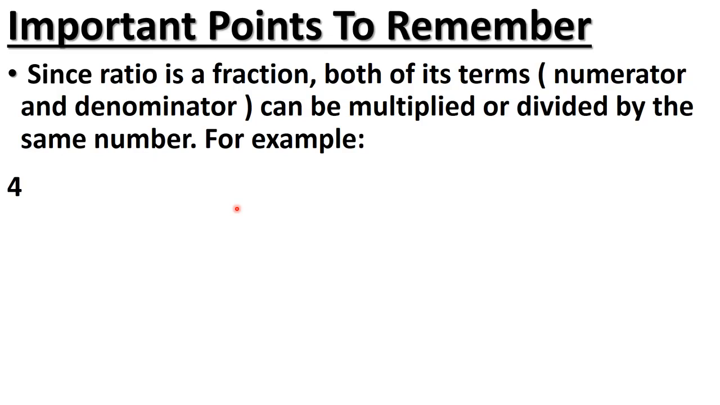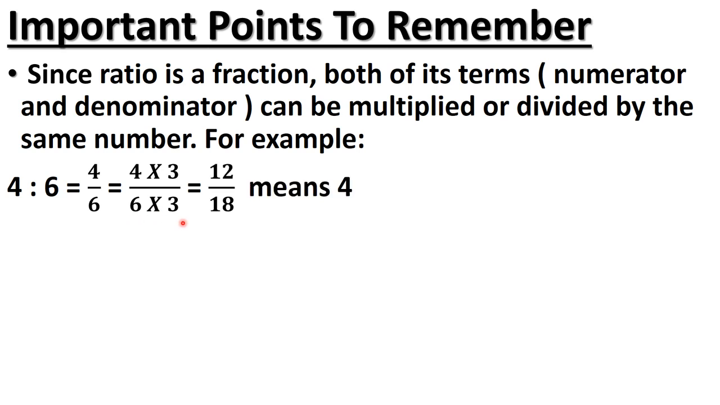Okay. See, we have 4 ratio 6. We can write it as 4 upon 6. So if we are multiplying the numerator by 3, we can multiply the denominator also by 3. So 4 3s are 12, 6 3s are 18, which means 4 ratio 6 is equal to 12 ratio 18. Okay, this is called the equivalent ratio. So we can get an equivalent ratio by multiplying numerator and denominator by the same number.